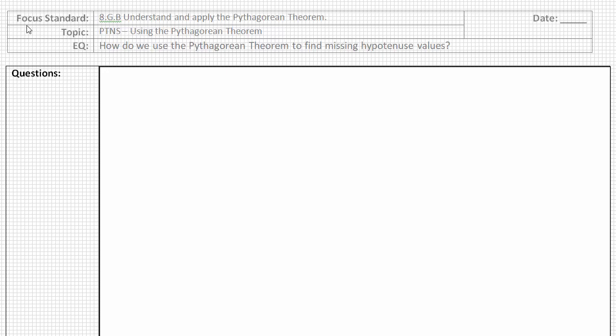For today's lesson, our focus standard comes from Grade 8 Geometry, Standard B, Understand and Apply the Pythagorean Theorem. Our topic for this lesson comes from Pythagorean Theorem and the Number System, using the Pythagorean Theorem. Our essential question is, how do we use the Pythagorean Theorem to find missing hypotenuse values?